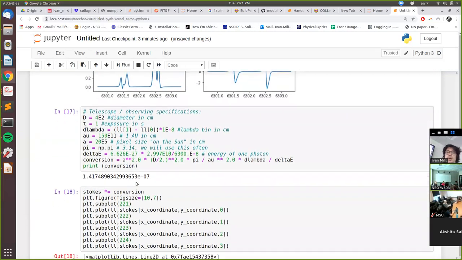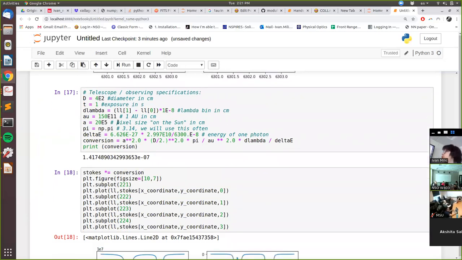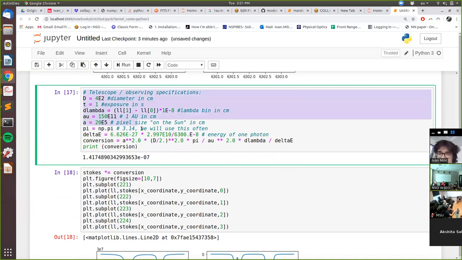Okay, let's discuss this very briefly. I want you to pay attention to this number 17 here. The easiest way to think about this, and this actually gives you very reasonable numbers, is to say the intensity is energy per unit surface, per unit solid angle, per unit wavelength, per unit time. To get the counts, I need to get the actual energy and divide it by the energy of one photon.